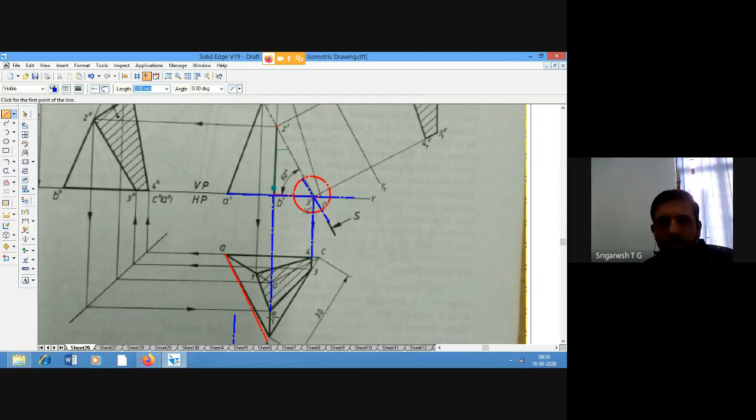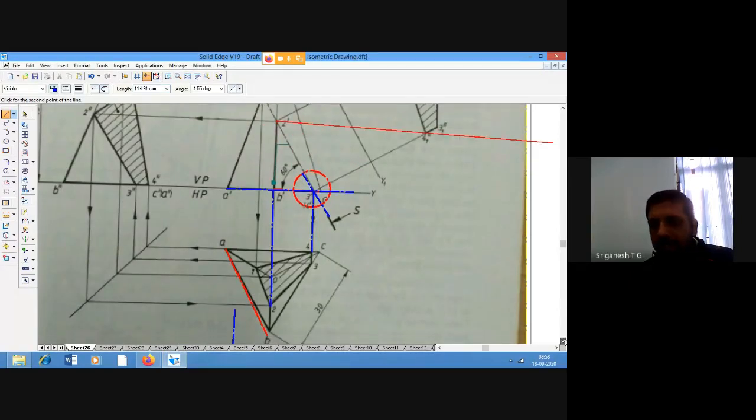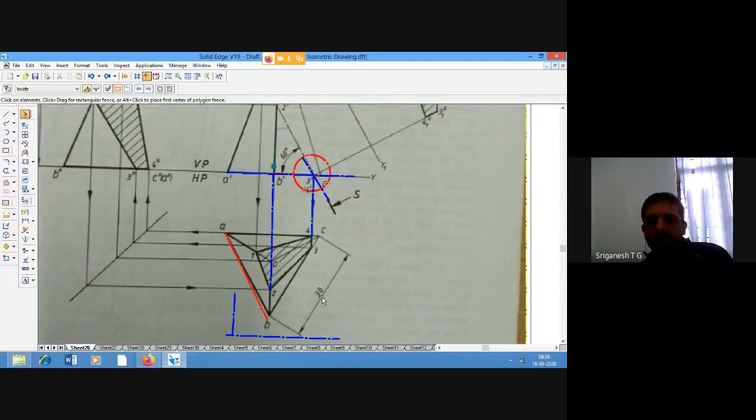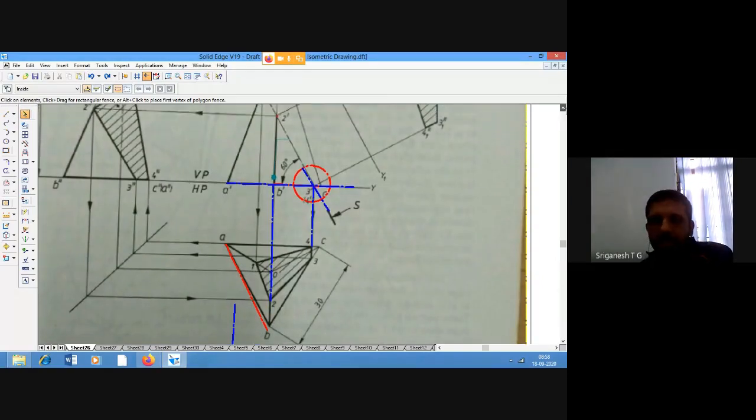Now coming to point number 2. For point number 2, I'll take it from the front view, that is 2 dash, and project until it meets B O in the top view. Where should I stop? Should I stop here, here, here? How do you know? We cannot do that directly.